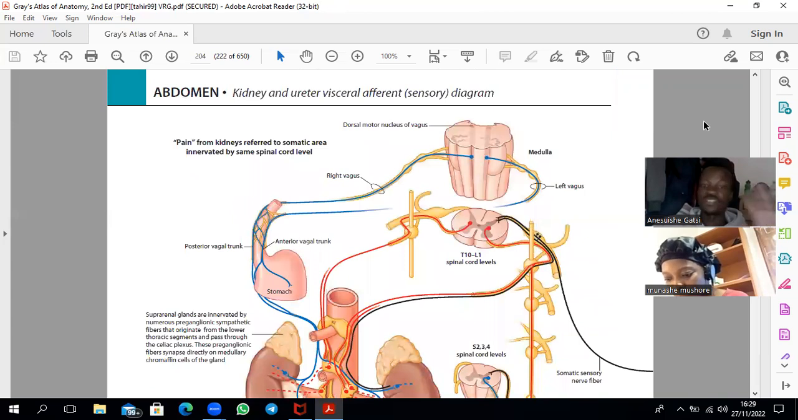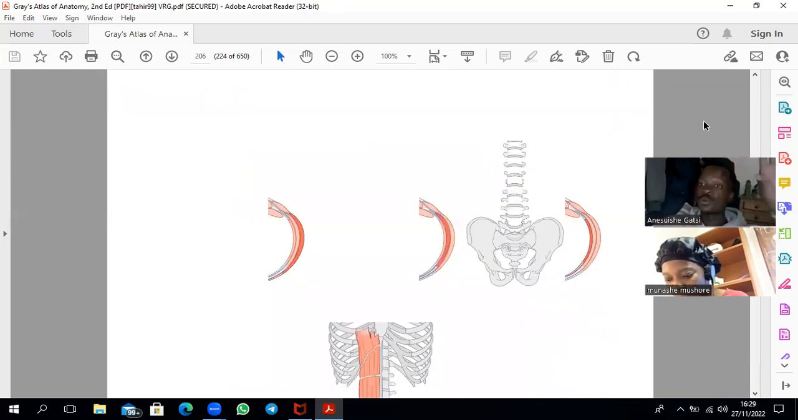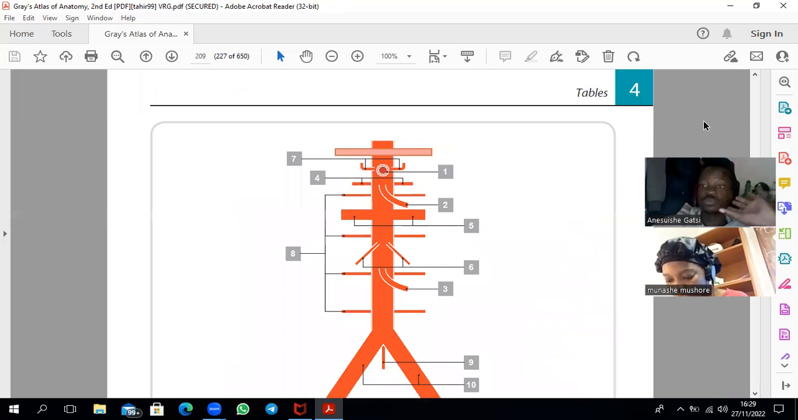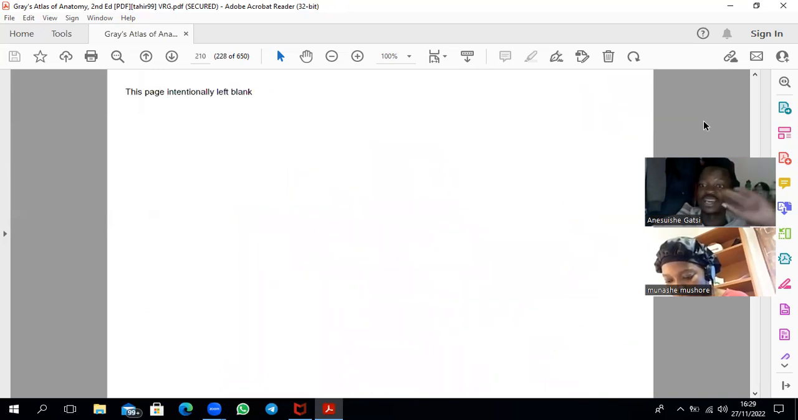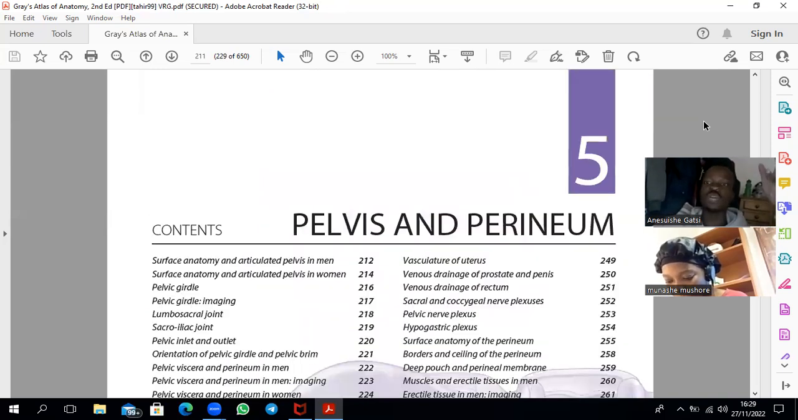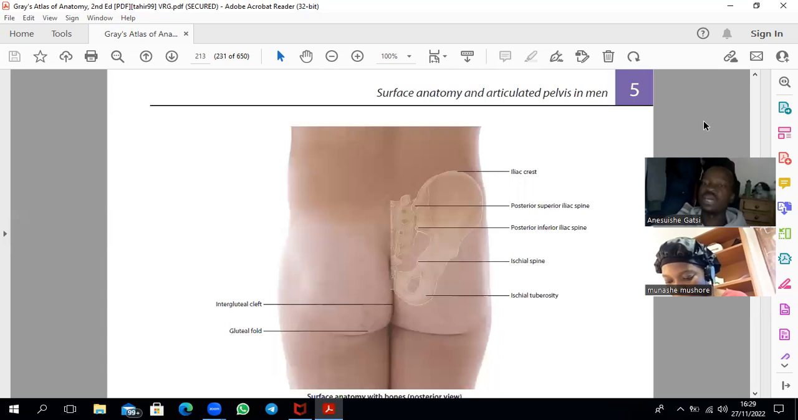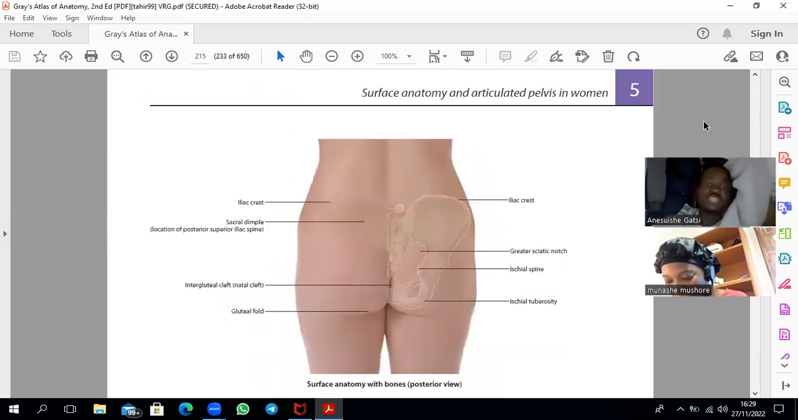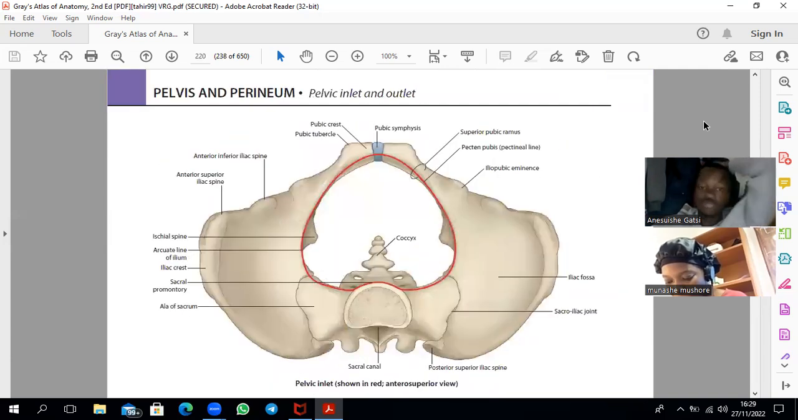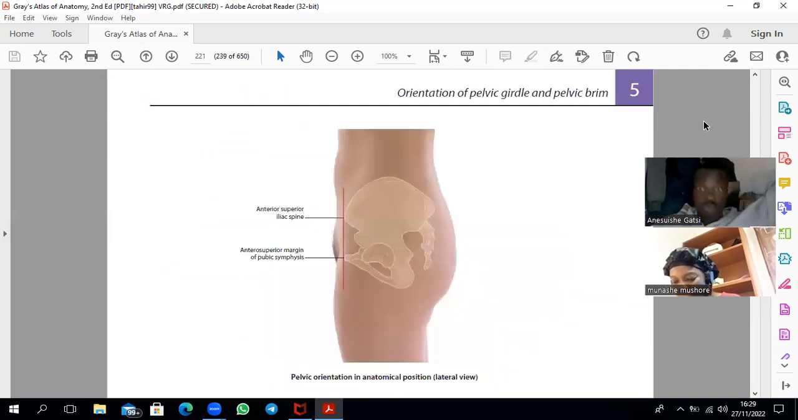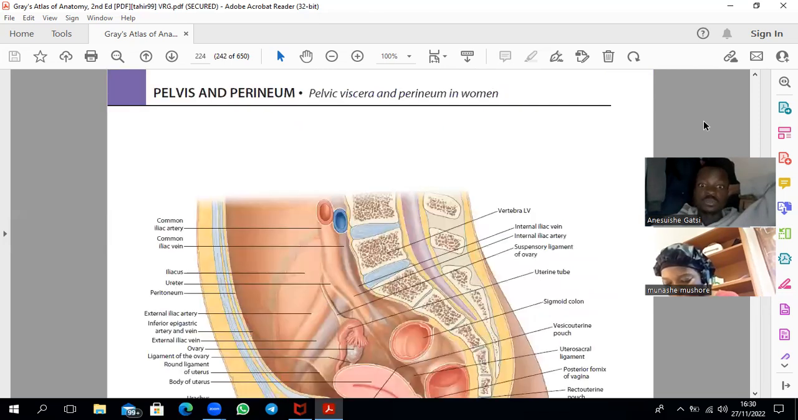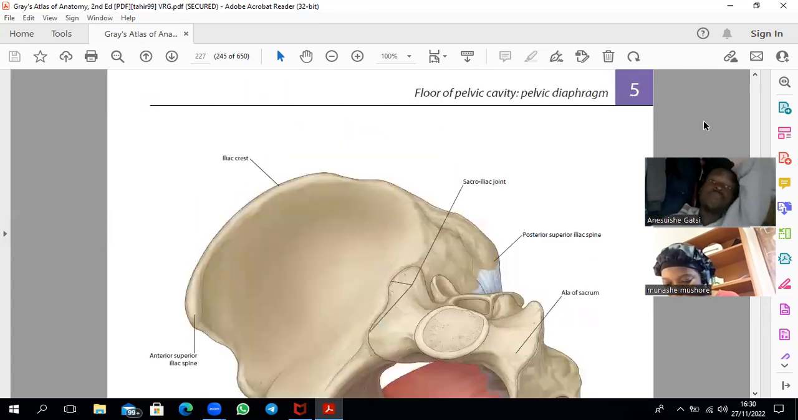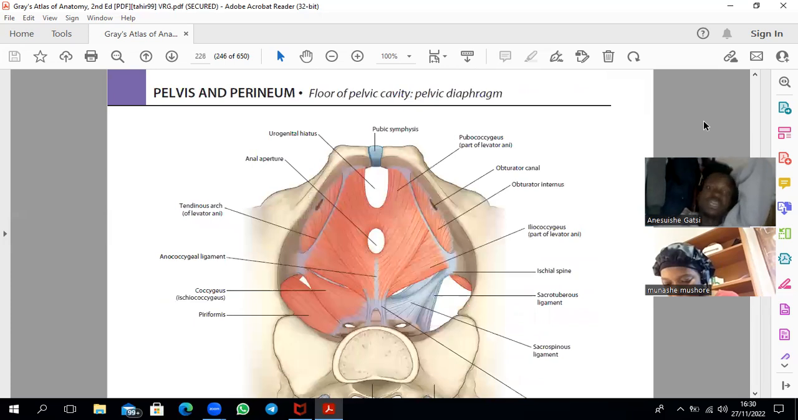Pelvis, yes, you can divide it into false and true. False pelvis, others prefer to call it the greater pelvis. Then true pelvis, others prefer to call it the lesser pelvis, depending on who you are or which book you're using. But below the pelvis, there's something called the perineum. So can you see this muscle here? Yeah, this one.